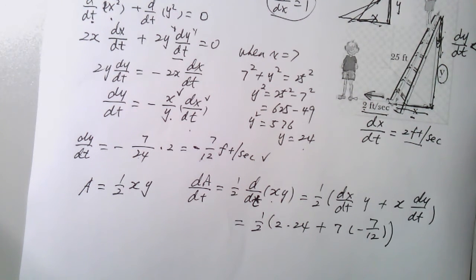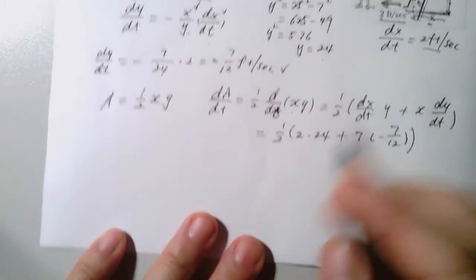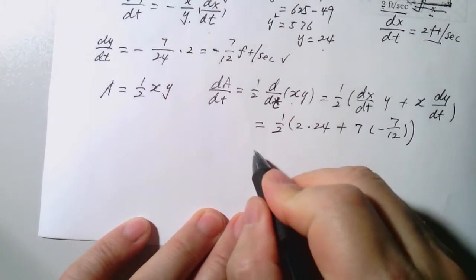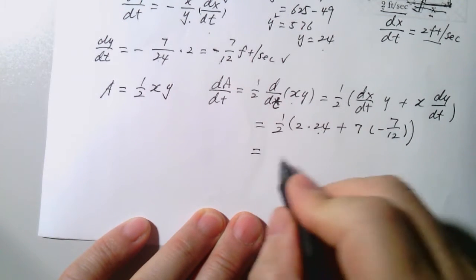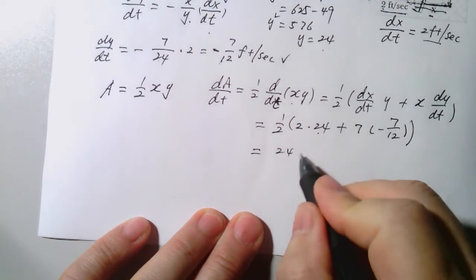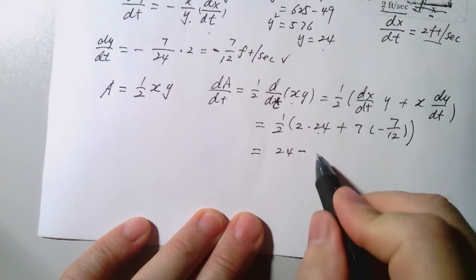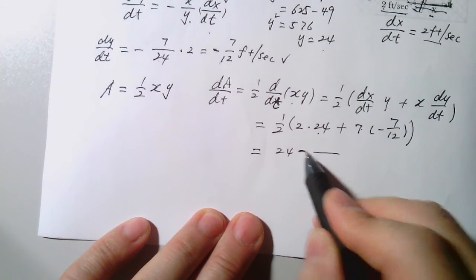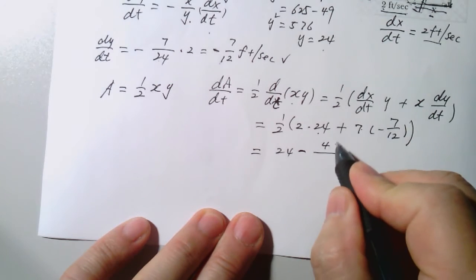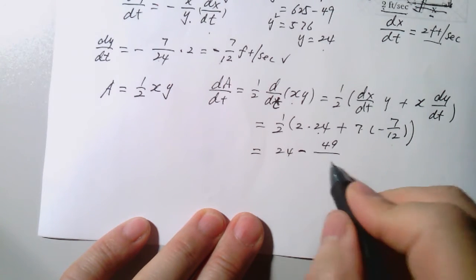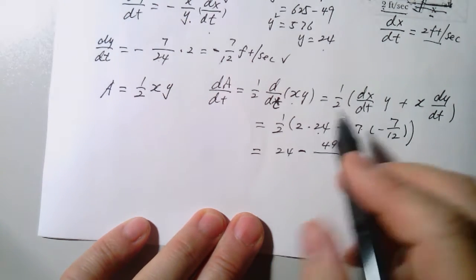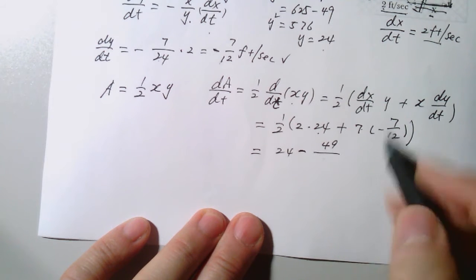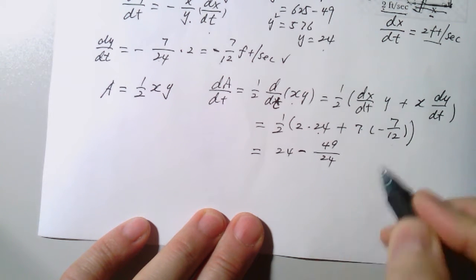Okay. So now all I need to do is figure out this number. Here I have 1/2 times 24 minus 7 times 7, because that's plus minus, that's why I'm changing to minus. So that is 49. 1/2 times 49/12, which is 24.